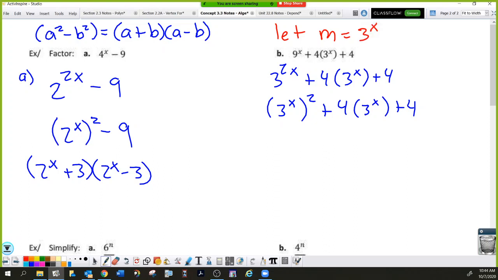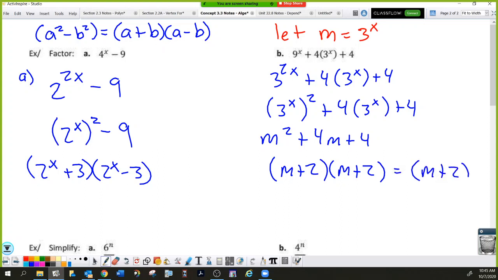If m equals 3 to the x, I think we can all agree that this says m squared plus 4m plus 4. And you should be able to easily factor that. I'd be looking for the two numbers that multiply to be 4, that add to be 4. 2 and 2, yeah. So this would give me m plus 2 times m plus 2, which is the same thing as saying m plus 2 squared.